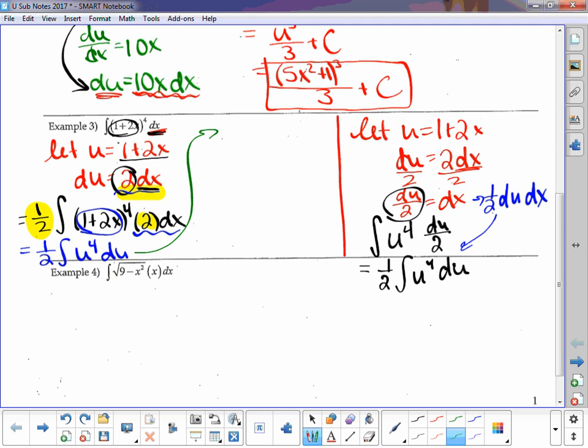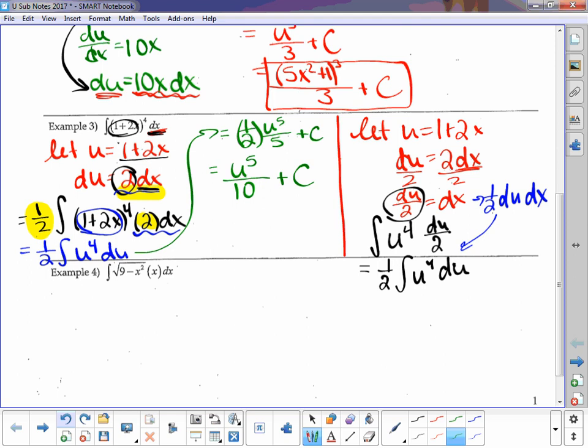So let's see, I have 1/2. My new exponent is 5. I have to divide by 5. And then I have my plus c. So u to the 5th over 10 plus c. Or, substitute back in. Are we good with this before I substitute my terms back in?